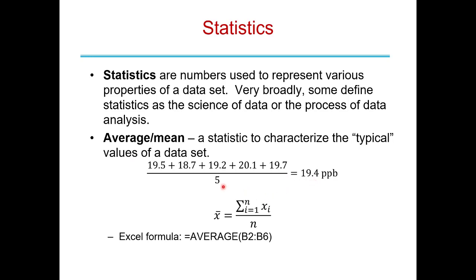In terms of a fancy math formula, here it is for calculating the average value. X is our measured property. The over bar is just our symbol for the average. So the average value of X is equal to what?